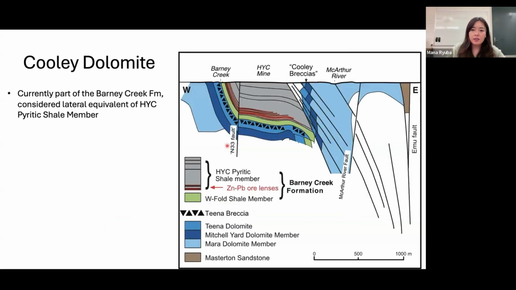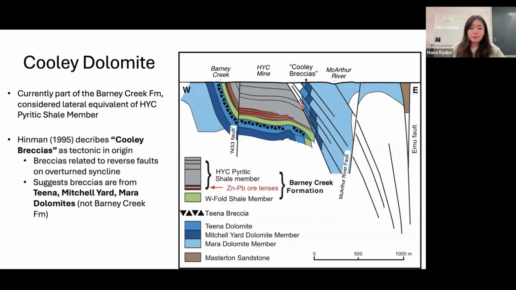Currently, this Cooley dolomite is considered to be part of the Barney Creek Formation, the unit that overlies the Teena Dolomite, and it's seen to be the lateral equivalent of the HYC Pyritic Shale member. But Hinman suggested that these Cooley breccias might actually be of tectonic origin. He also suggested that the Cooley breccias were not actually part of the Barney Creek Formation, but may originate from the Teena, Mitchell Yard, and Mara Dolomites.